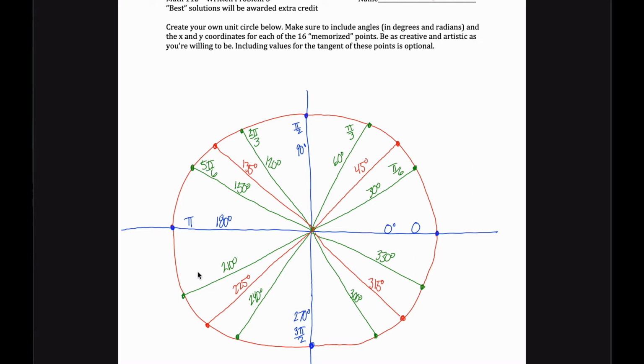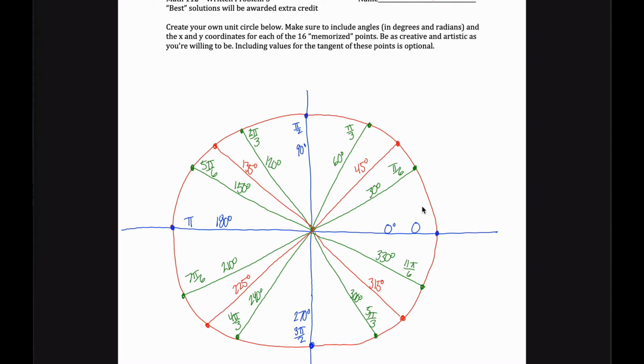Here's 6 pi over 6, 7 pi over 6, 8 pi over 6, which I would write as 4 pi over 3, 9 pi over 6, which I'd write as 3 pi over 2, 10 pi over 6, which is 5 pi over 3, and then finally 11 pi over 6, with the built-in check that if I added one more pi over 6, I'd get 12 pi over 6, which is just 2 pi.